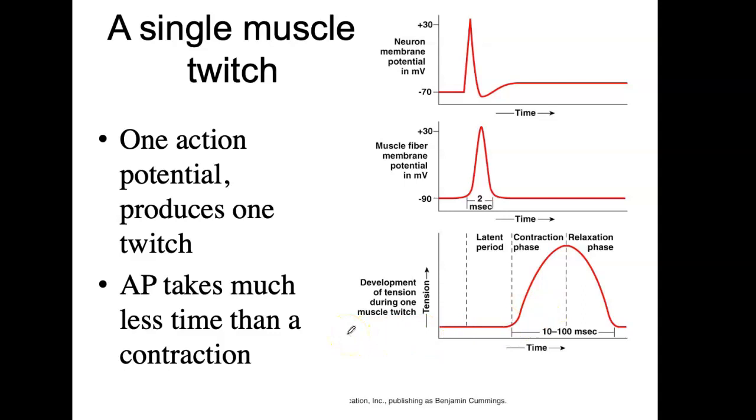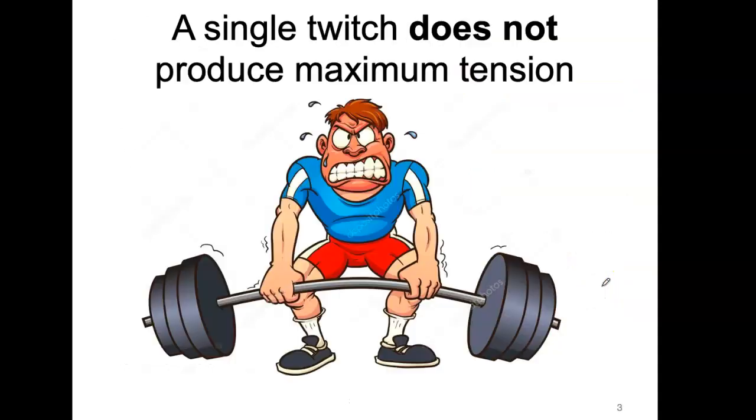Remember also that the action potential takes much less time than the contraction, and that's really crucial because I can deliver one and this is my outcome. But what if I could deliver more? And that's the crucial point here. So a single twitch does not produce maximum tension.